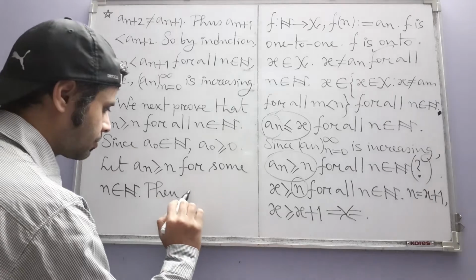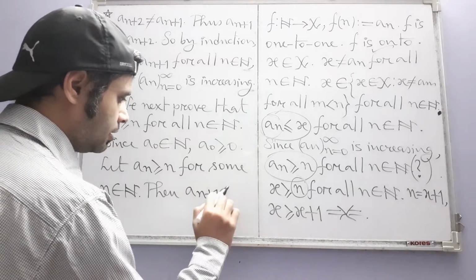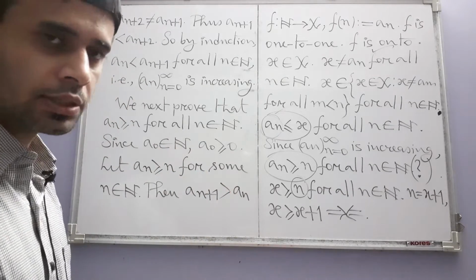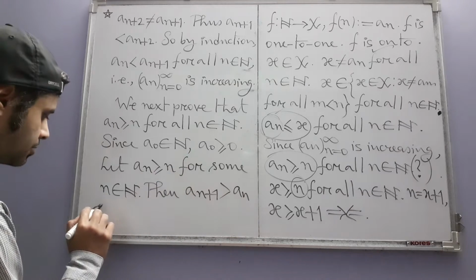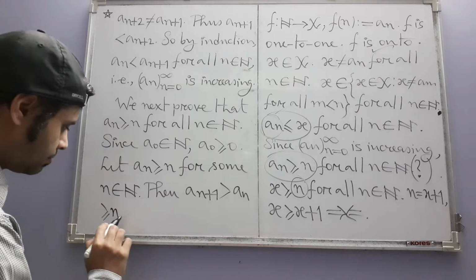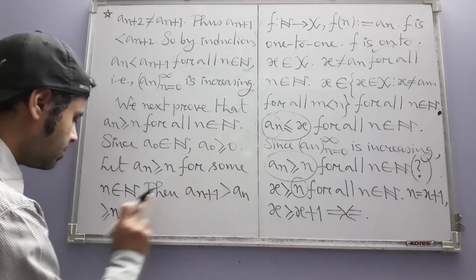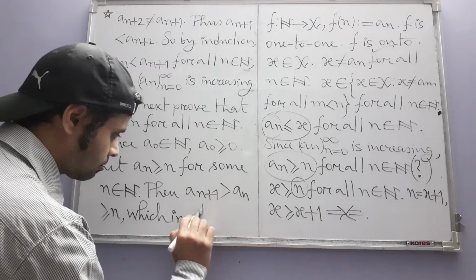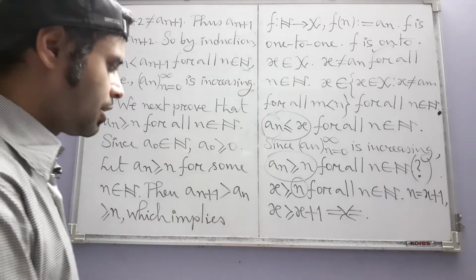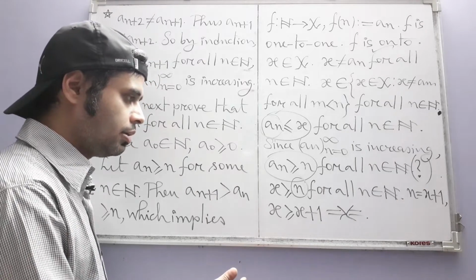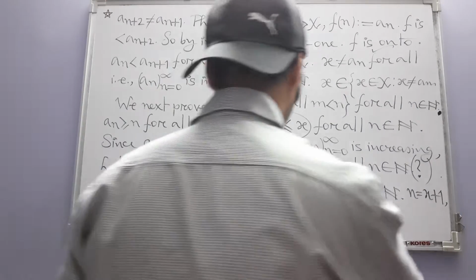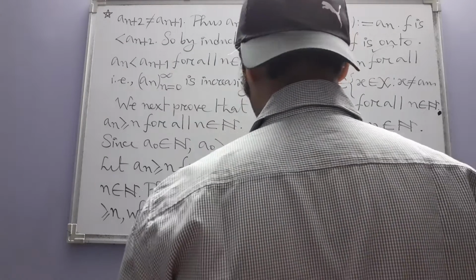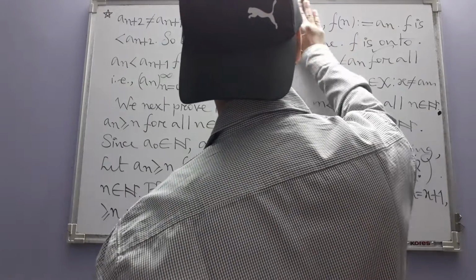Then an plus 1 is strictly greater than an. This is where we are using the increasing nature of our sequence an, and by induction hypothesis this is greater than or equal to n. So an plus 1 is strictly greater than n, which implies an plus 1 is greater than or equal to n plus 1. The strict inequality becomes an ordinary inequality if you add 1 to n.